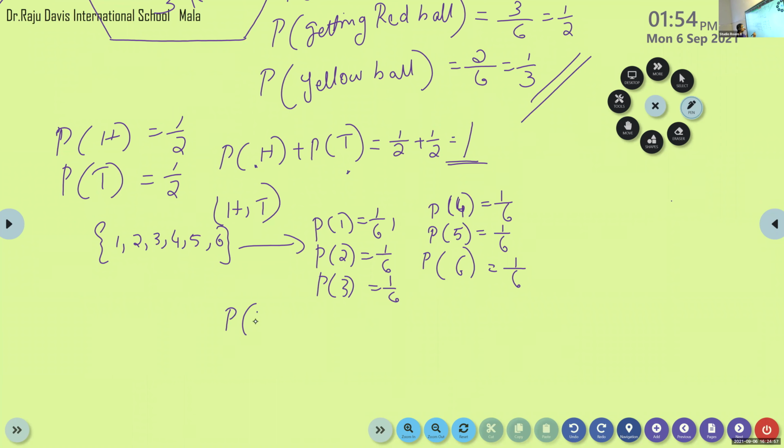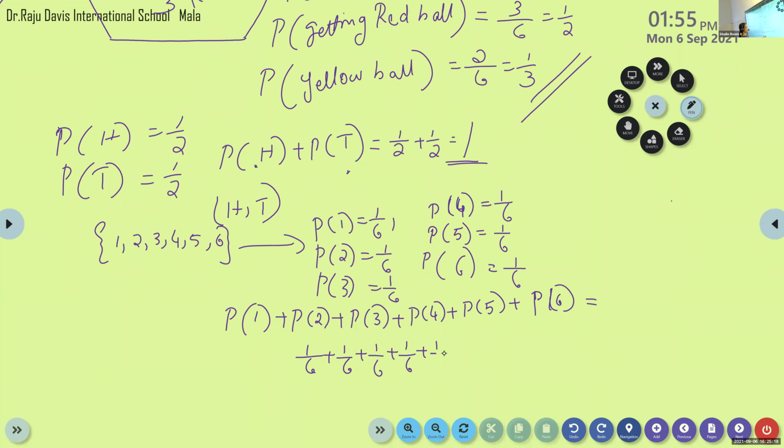Now we are adding the probabilities of all possible outcomes: 1 by 6 plus 1 by 6 plus 1 by 6 plus 1 by 6 plus 1 by 6 plus 1 by 6. What is it equal to? 1 by 6, 6 times, equal to 6 by 6, which is 1. Which means if we add the probabilities of all possible outcomes, the sum is 1.